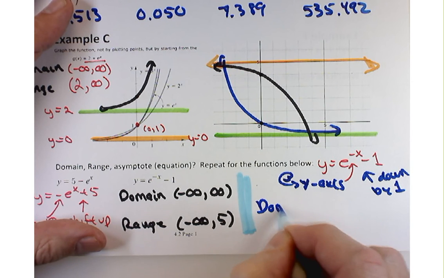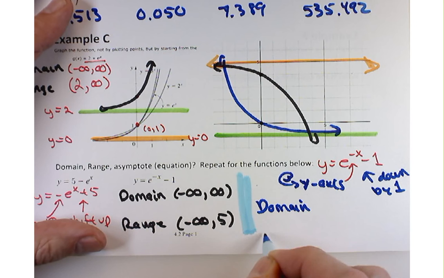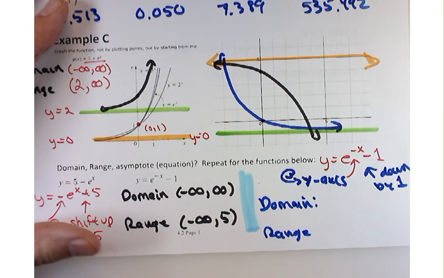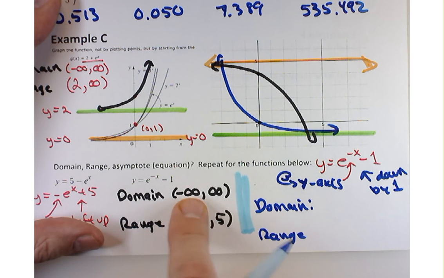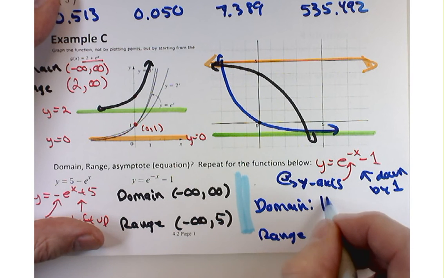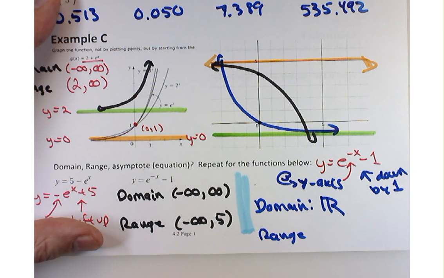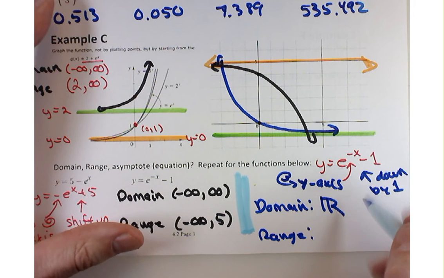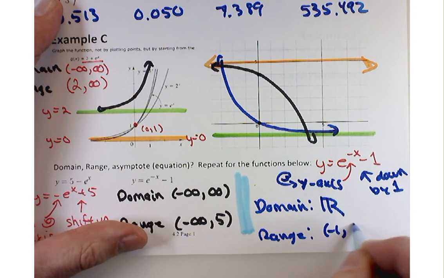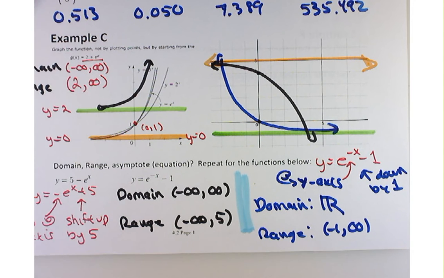We can do our domain and range again. The domain, you know, for these exponential functions is pretty much always going to be negative infinity to infinity. What's the other notation that I use for negative infinity to infinity? Script R. Script R. Nice. All real numbers. And finally, the range. Sean, what would the range be, please? Negative 1 to infinity. Nice. Negative 1 to infinity. Negative 1 and infinity both get a parentheses. Well done.